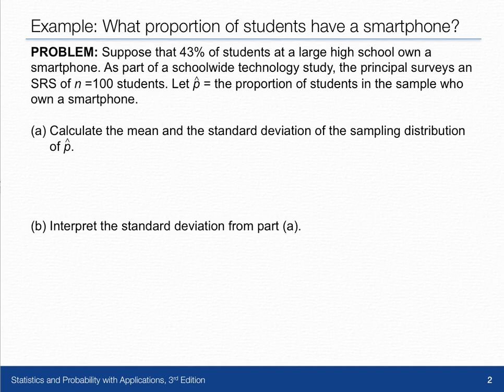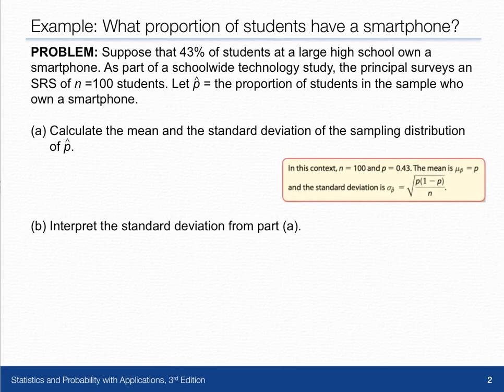Let's let p hat equal the proportion of students in the sample who own a smartphone. For part A, we'll calculate the mean and standard deviation of the sampling distribution of p hat. Recall, as we sample different groups of 100 students, that p hat might vary somewhat. So we want to know typically what would we expect to see for the mean, and about how far will those p hat values vary from that mean.